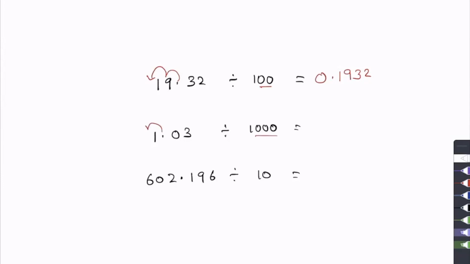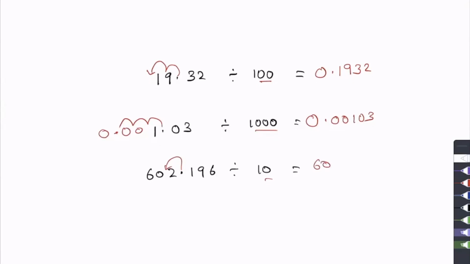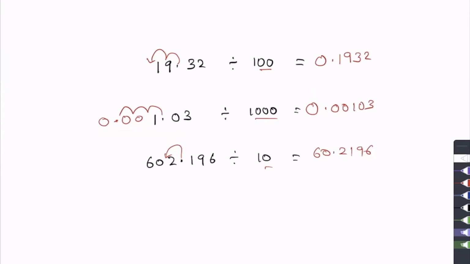We move 1, 2, 3 places to the left. Everything else becomes a 0. That's 0.00103. And in the last one, we only have 1 zero in the 10. We jump 1 space to the left, gives us 60.2196. So I hope that was quite easy.